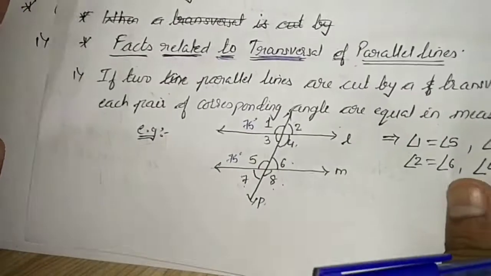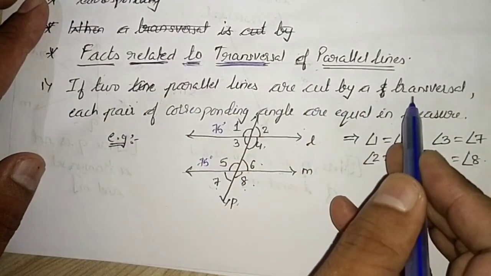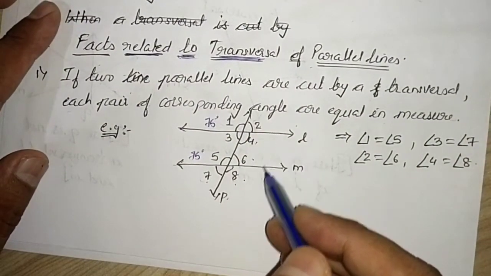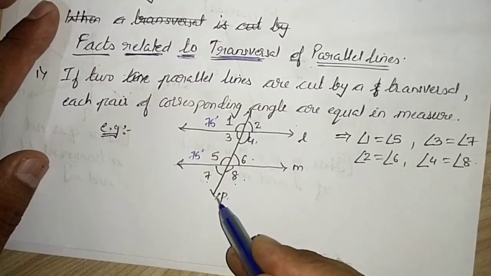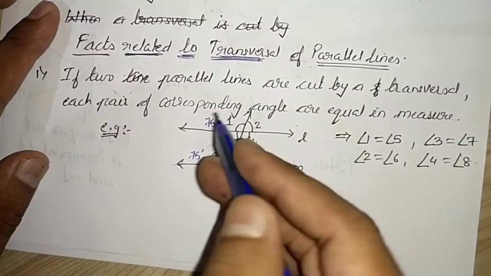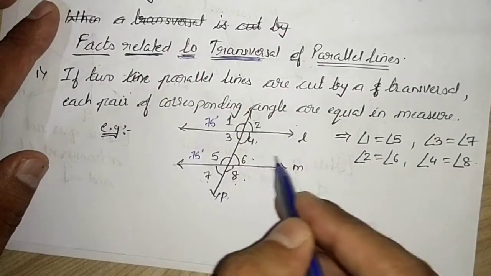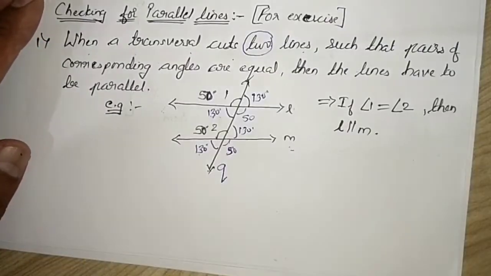And what was the first fact? When two lines are parallel and cut by a transversal, then corresponding angles will be equal. The same thing in opposite: if corresponding angles are equal, then the two lines are parallel. Hope you are understanding.